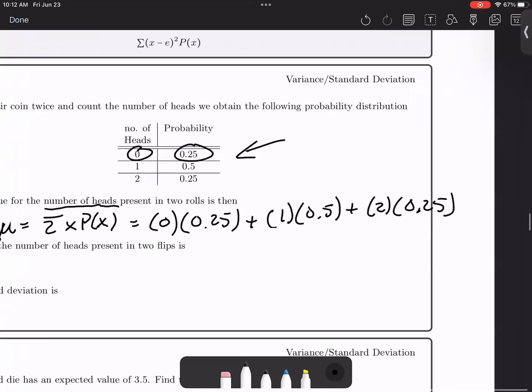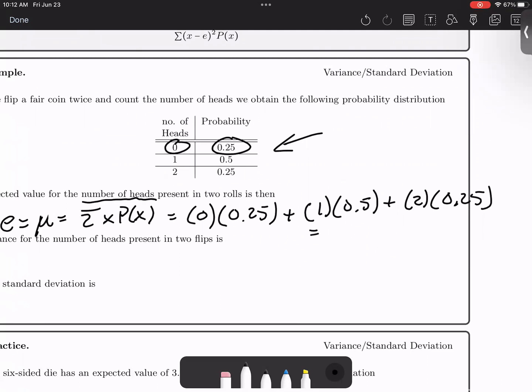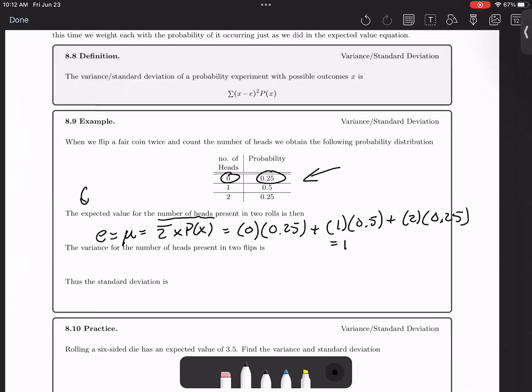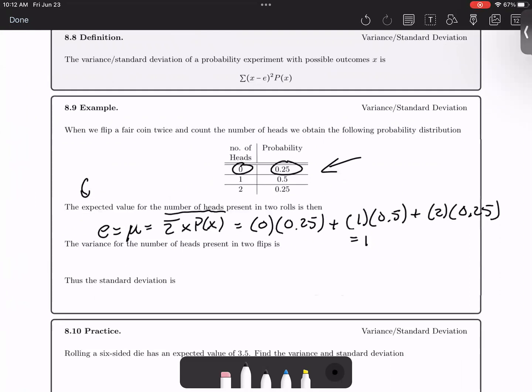When you go through this, you get an expected value of 1, which kind of makes sense if you think about it. You're flipping a fair coin twice. You would expect one of them to be heads, right? And maybe the other one tails. Let's work on the second part: the variance for the number of heads present in 2 flips.